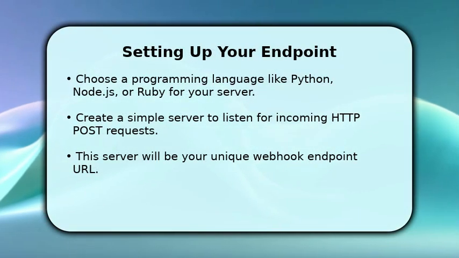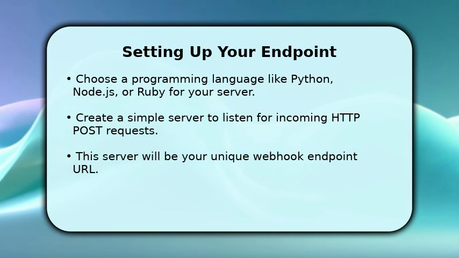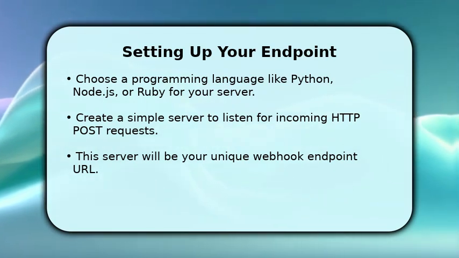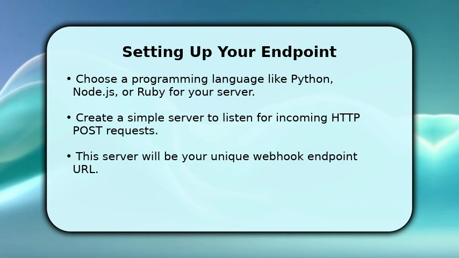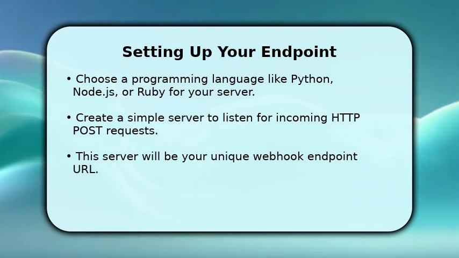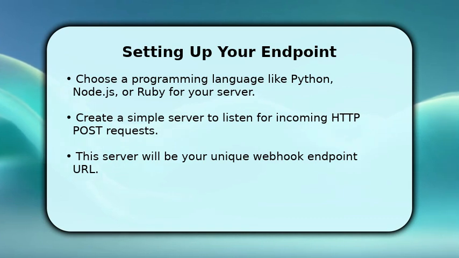Next, you need to set up the receiving end, known as your webhook endpoint. This is essentially a URL where the webhook data will be sent. You'll write a small piece of code, perhaps in Python or Node.js, to create a server that listens for incoming HTTP post requests. This server will process the data it receives.